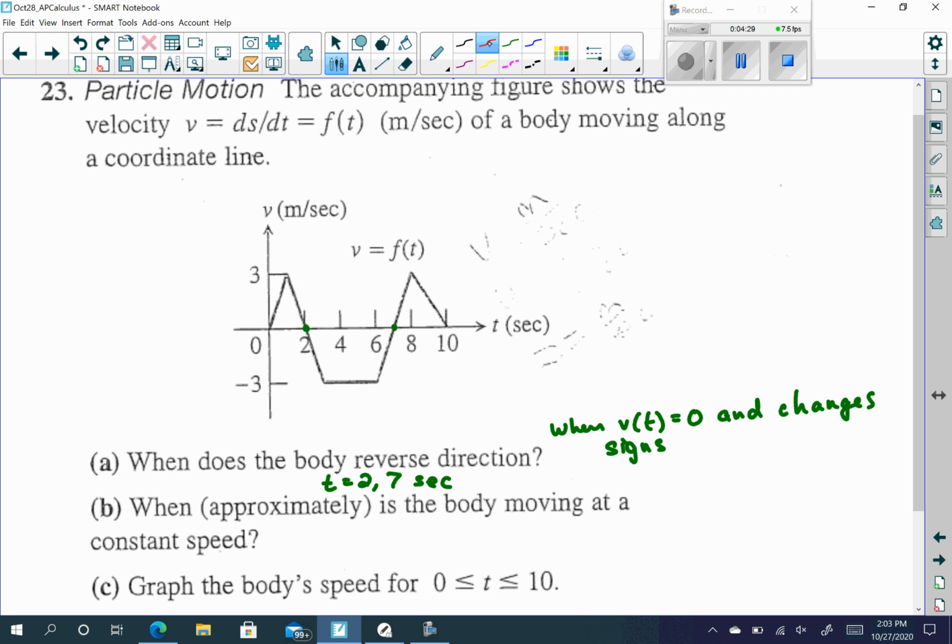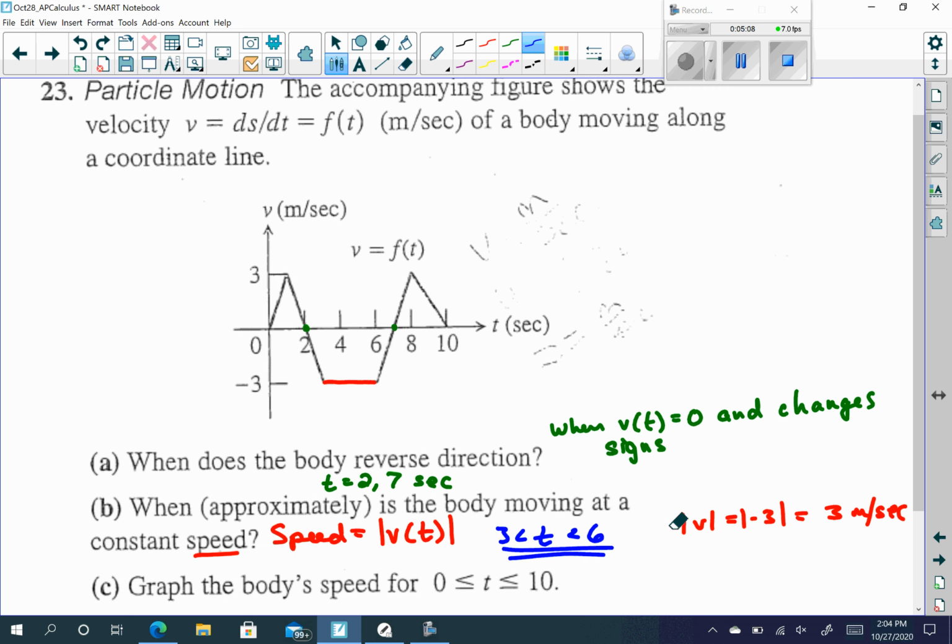For part B, when approximately is the body moving at a constant speed? So recall, speed is the absolute value of velocity. So if we're looking here, a constant speed, in this case we really don't need this fact, we can answer it anyway, but the constant velocity is a constant right here. Now if they asked what it was, we could say the absolute value of v is going to become the absolute value of negative 3, so that constant is going to be 3 meters per second in this case. But they were just interested in the time interval, so we could say that that's between 3 and 6.